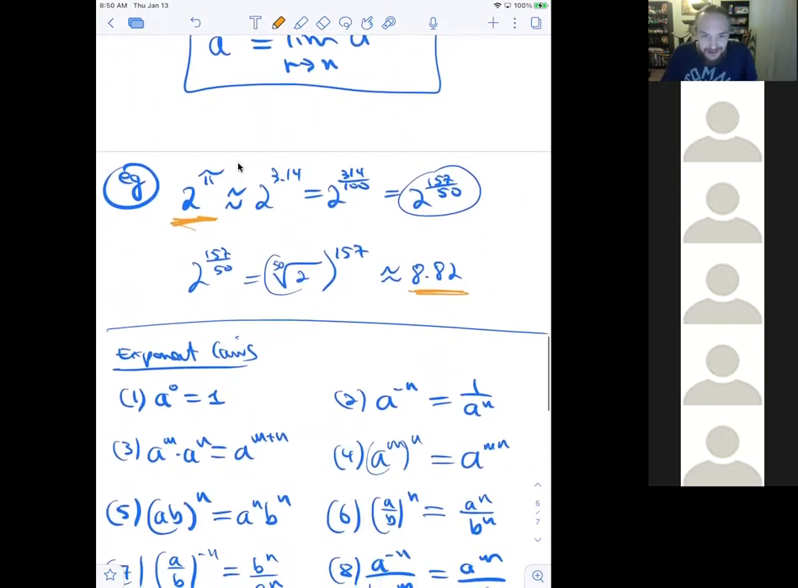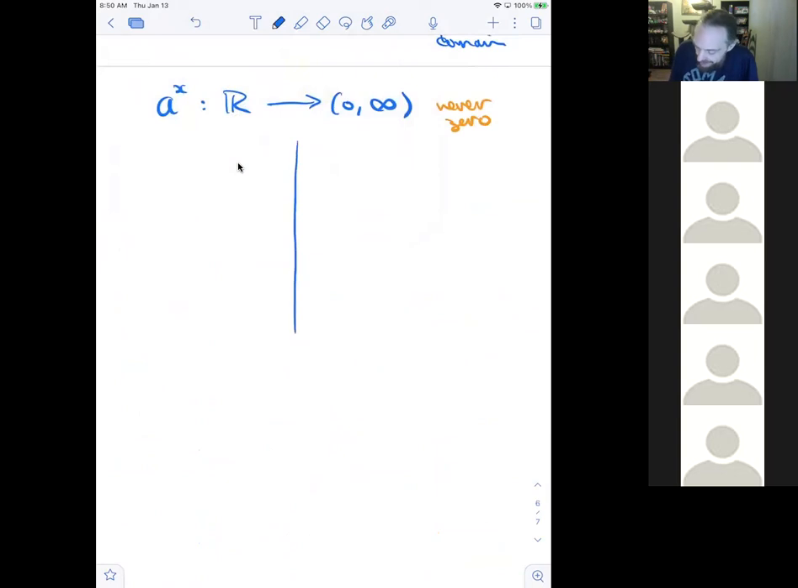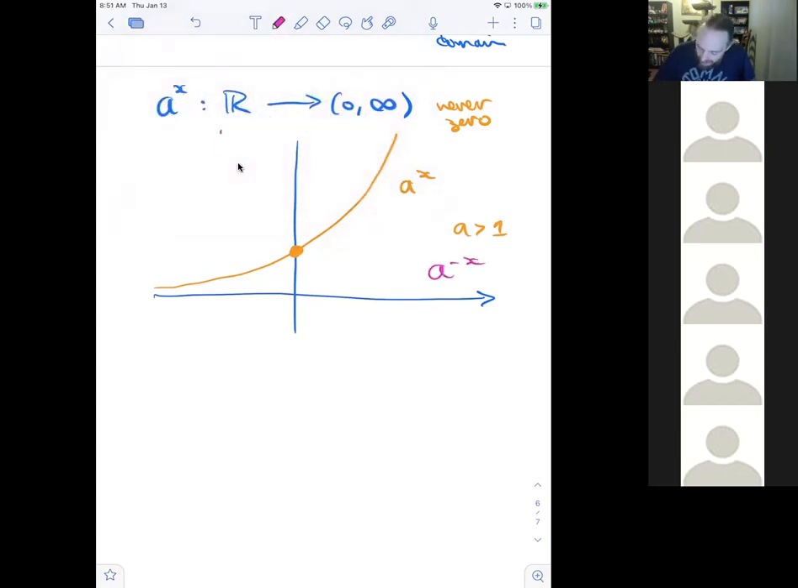What does it mean to be an nth root? Once we do that, we get the function that looks like this, the exponential function. When a is a fraction, it'll go the other way. This is a larger than one specifically. But notice, if I take a to the negative x also, that's going to look like this.